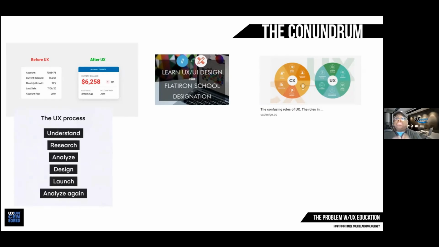Someone says the UX process. So you need to understand, research, analyze, design, launch, analyze again, not reiterate, but analyze again. Yeah, good move on that. They probably forgot about the term iterate. I actually find this one a little humorous, but that's UX nerdy humor, I guess. The person said the UX process. There's more than one process. Don't say the if there's more than one.